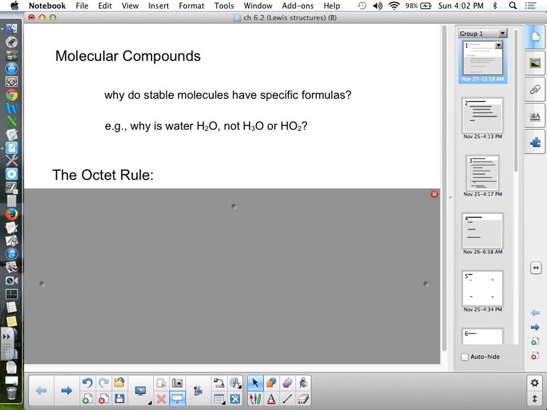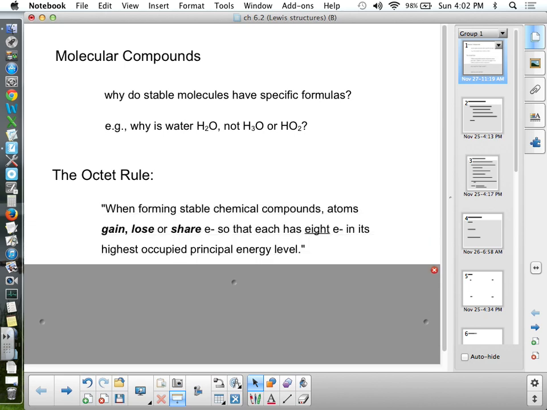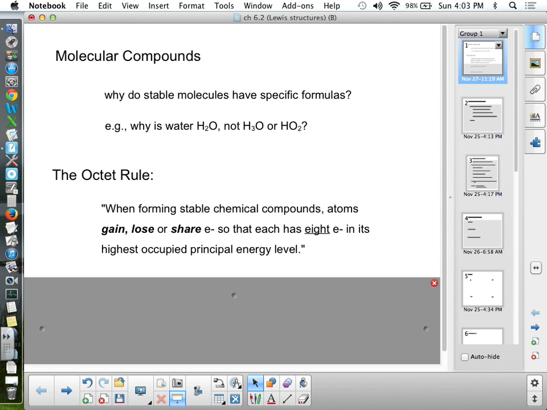Well, the reason why is because of something very powerful called the octet rule. The octet rule is really the most important principle in chemical bonding. And it says that when atoms form stable chemical compounds, they do so by gaining, losing, or sharing electrons so that each atom has 8 electrons in its highest occupied principal energy level, or its valence shell, which you can also call it. So the question is, why?